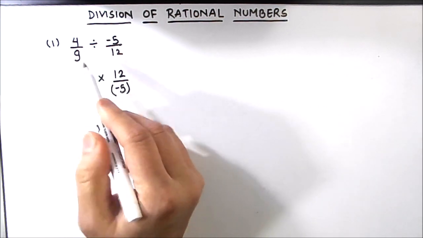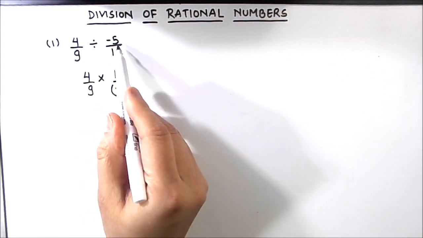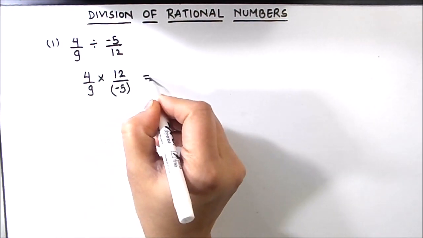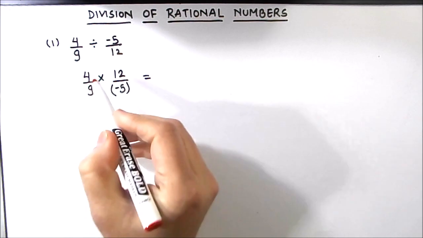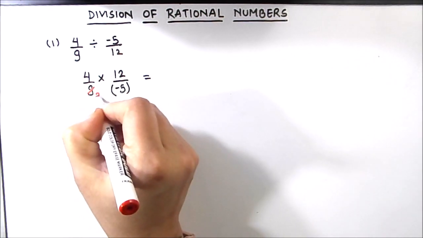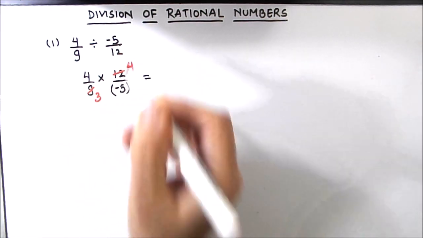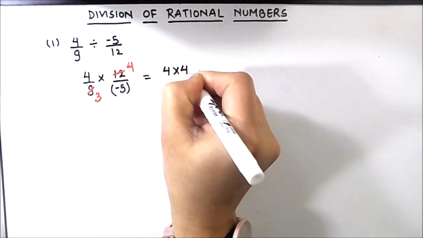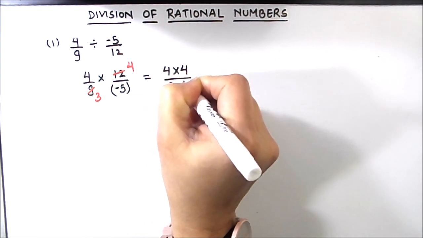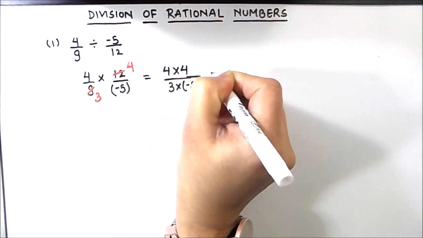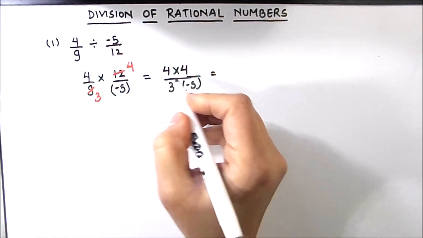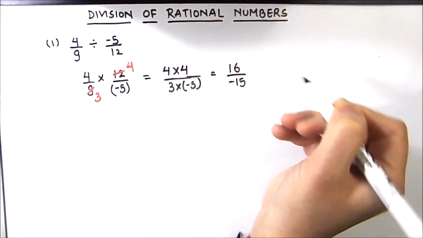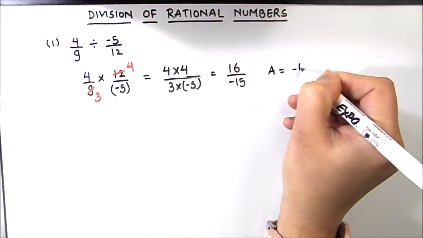So here we have 4 by 9 times negative 5 by 12 will become 12 by negative 5, and we can solve it further. So there's a common factor of 3 between 9 and 12. So 3 times 3 is 9 and 3 times 4 is 12. So now we have 4 times 4 in the numerator and 3 times negative 5 in the denominator. So this cannot be simplified further, so we can write it as 16 times negative 15. So our final answer is negative 16 by 15.